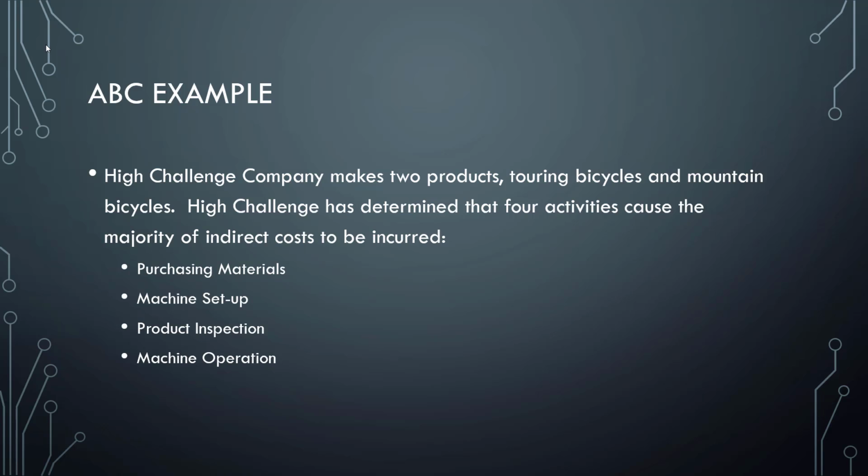And with those four activities identified, High Challenge is going to set up a cost pool for each individual activity and find different ways to take the costs out of the respective pools and put them into their touring bikes and mountain bikes to try to fairly determine what amount of indirect costs each of these two different product models is causing the company to incur.